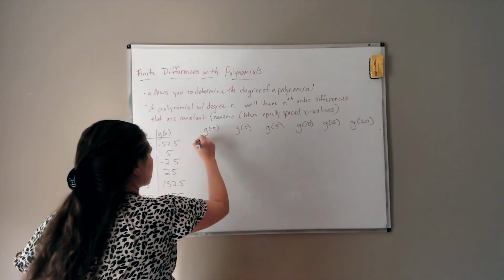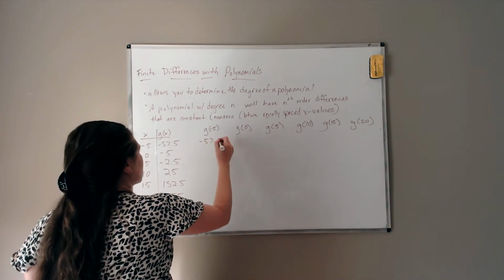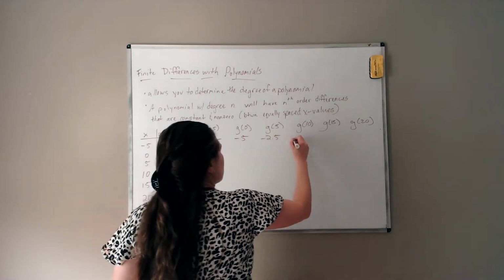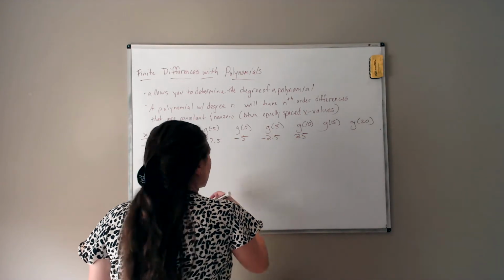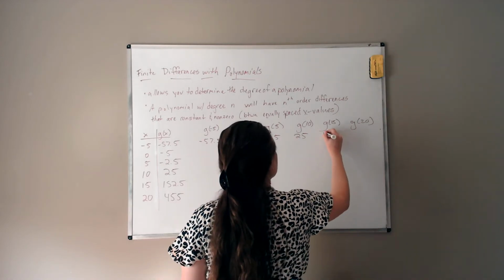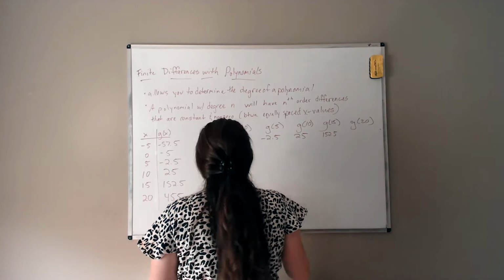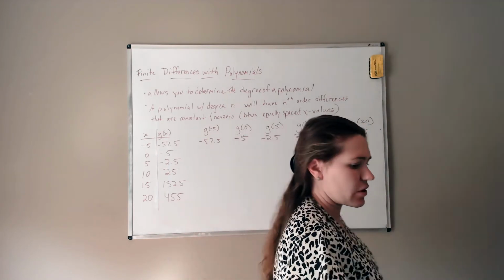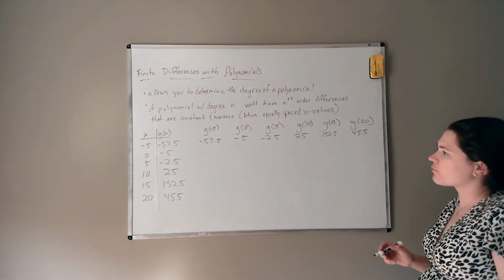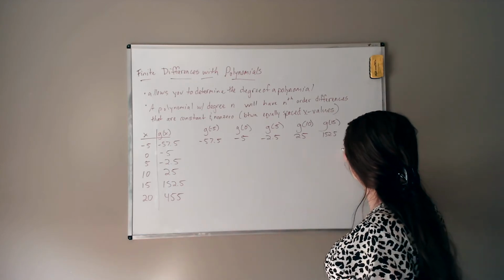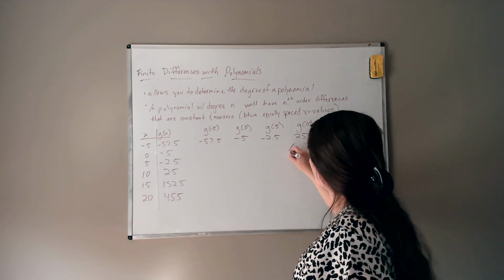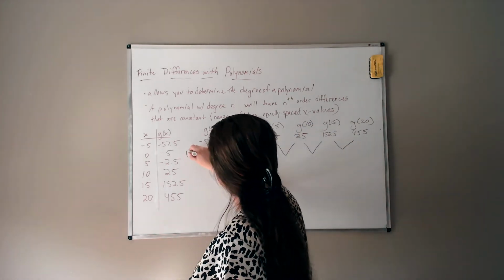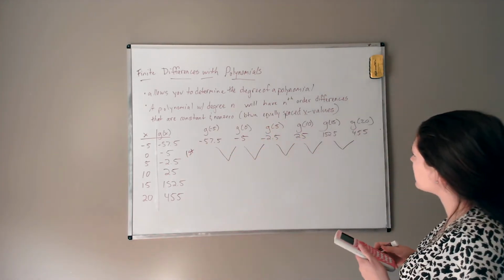I like to write everything out so that I can show my work and not make a silly mistake. Remember, you either work from right to left and subtract, or you work from left to right and subtract. But you should really subtract from the largest x value going down. When I go through and do this once, this is your first order of differences.